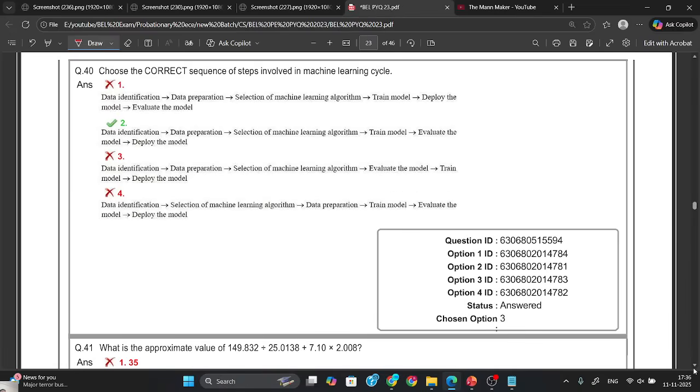Choose the correct sequence of steps involved in the machine learning cycle. So for the machine learning cycle, what is the correct order? First it will identify the data, then it will do preparation of the data. After that it will go for selection of the machine learning algorithm, then train the model. After that it will evaluate the model, then it will deploy the model. So this is the correct cycle. Option B is your right answer.